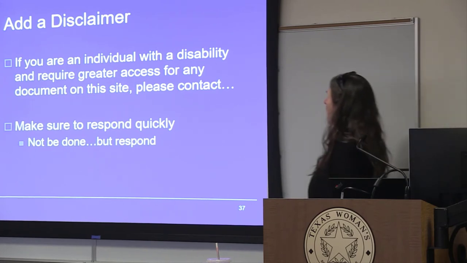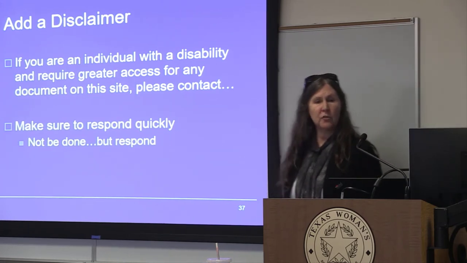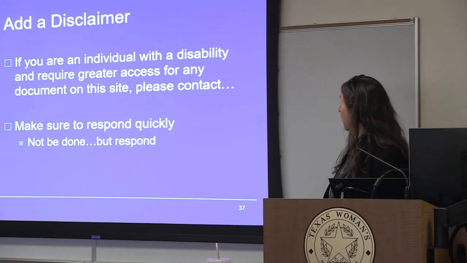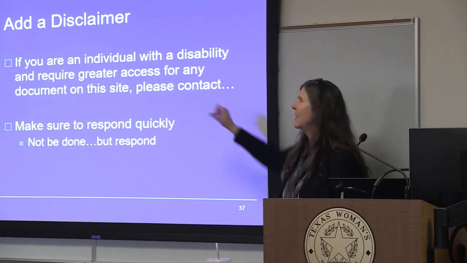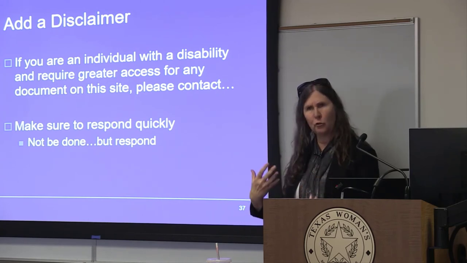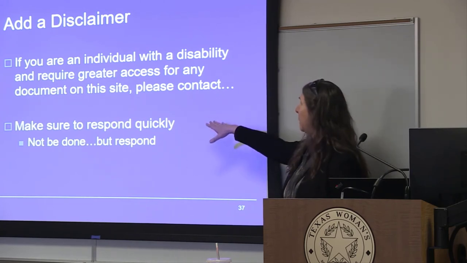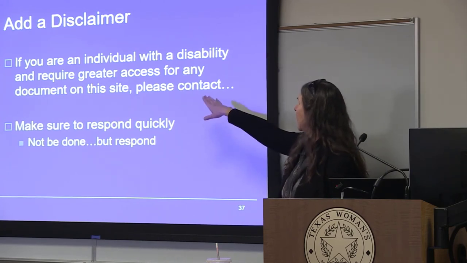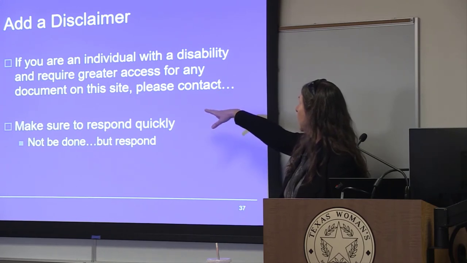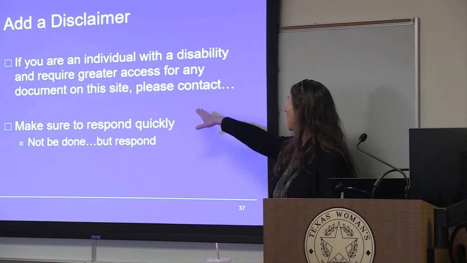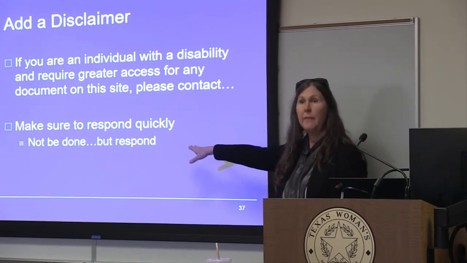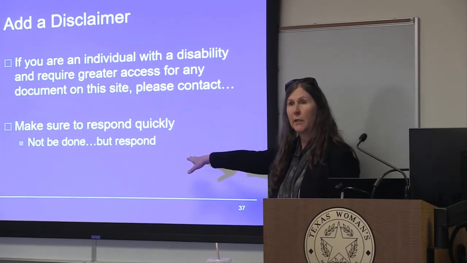Now, obviously, this is not going to instantly happen overnight. So what do we do in the meantime? So what I encourage people to do is add a little disclaimer in your syllabus, on your course, on your web page, if you have a web page, saying, if you're an individual with a disability and require greater access for any document, video, whatever it might be, on this site, please contact, and then have your contact information.